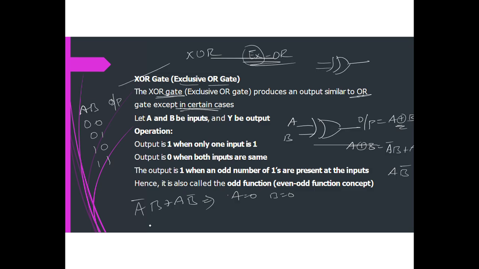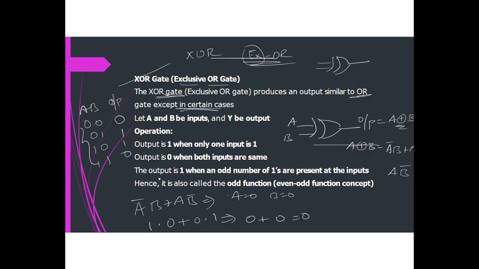A bar means 0 bar, which is 1, dot B, which is 0, plus A which is 0, dot B bar, which is 1 bar of 0, nothing but 1. So we get 1 dot 0, which is 0, plus 0 dot 1, which is 0. We get finally 0. Like that, if you do all these combinations, you get the output like this.